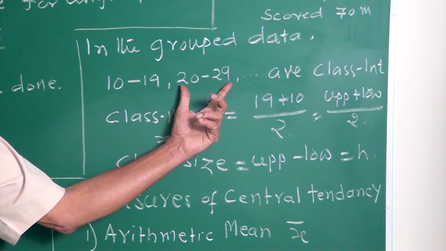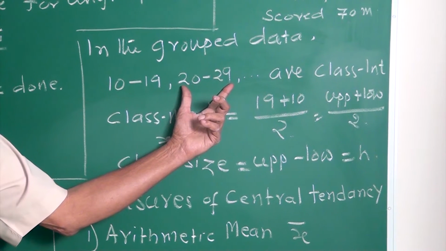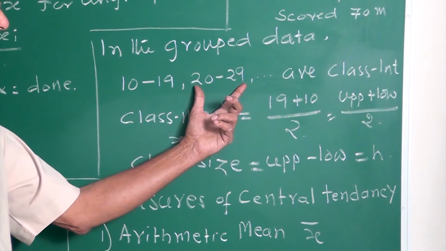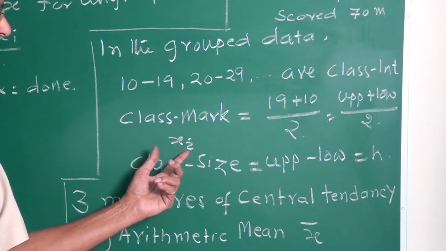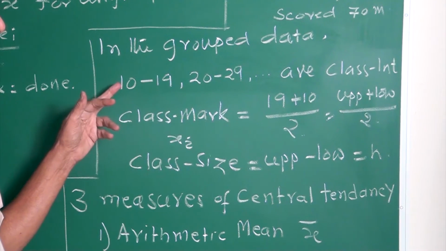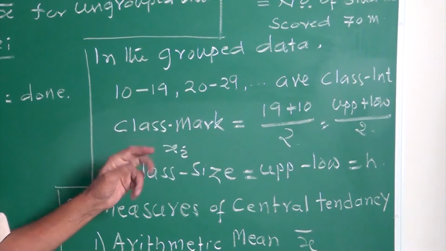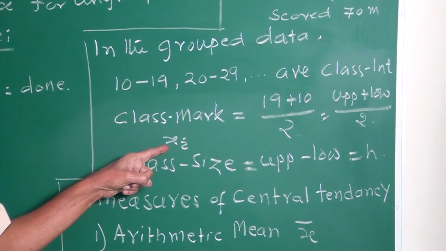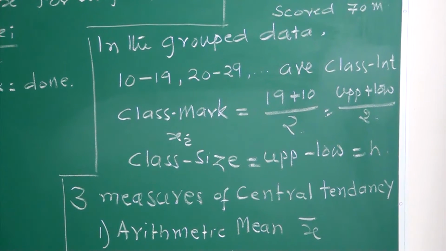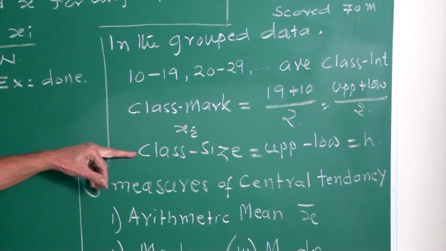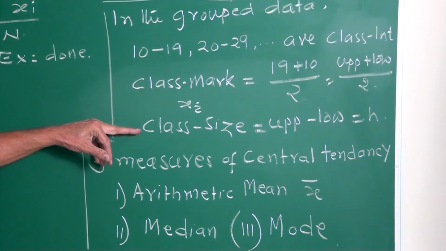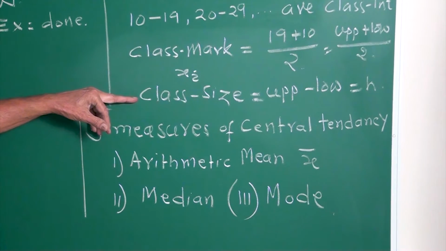In this case, it is 20 plus 29, which is 49 divided by 2. It is different, x2, like that. Therefore, for each class interval, the class mark is different. In general, it is denoted as xi.